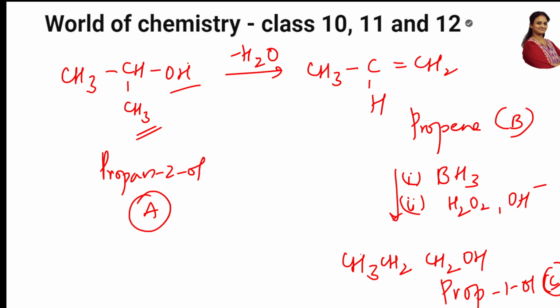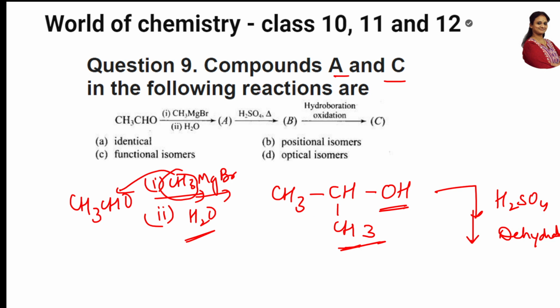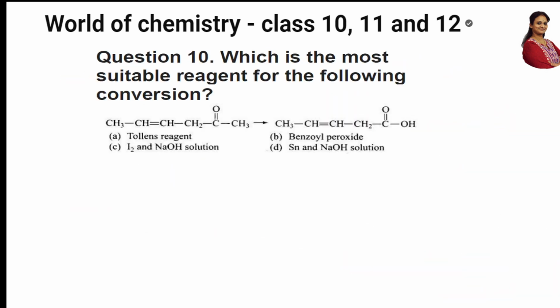2-ol and 1-ol are what? They are both position isomers. Correct? Here the OH group is on the second carbon. Here the OH group is on the first carbon. So both are position isomers. Am I right, students? Shall I go back and mark it? Answer B is the option. Okay. Next question. Is it a bit confusing? Not confusing. We'll gradually go and do it.